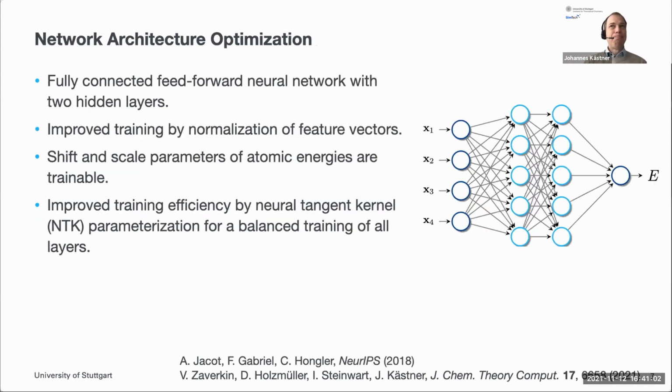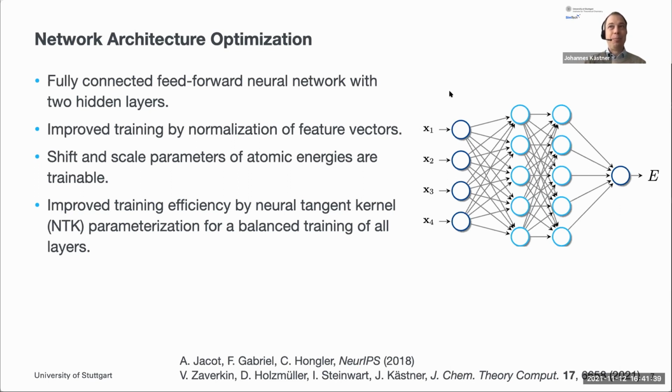Right. Now a bit on technical things. So this is probably the most technical slide that I will show today. We use a fully connected feed-forward neural network with 2 hidden layers. Nothing special about that. I think everyone uses that in our potential energy surface community, if you want. The training is improved by the normalization of the feature vectors of the descriptors. These shift and scale parameters for the normalization of atomic energies and forces, we made them trainable. That makes it actually more efficient in the overall setting.